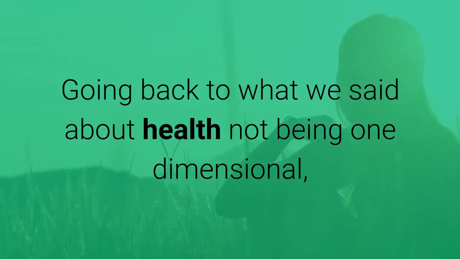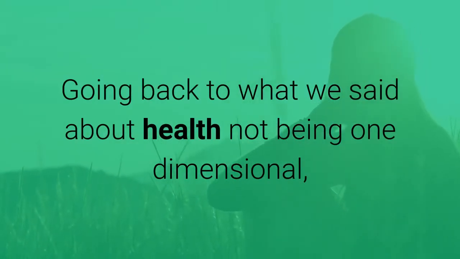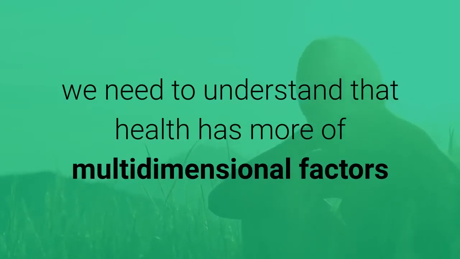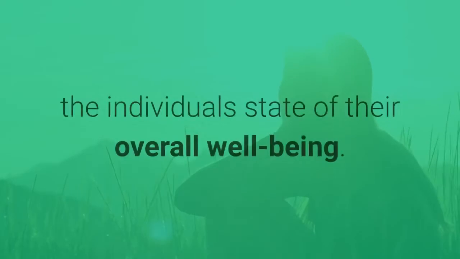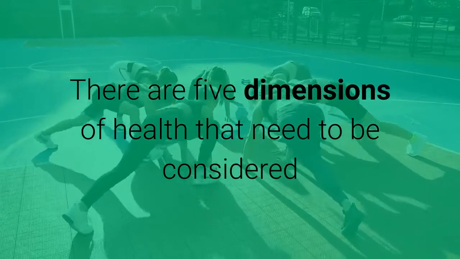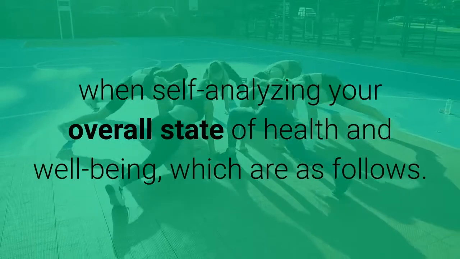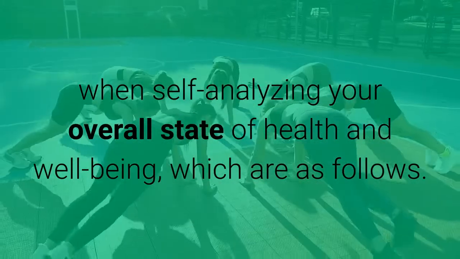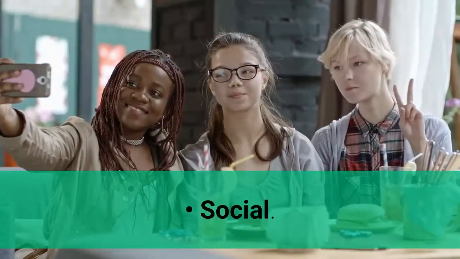Going back to what we said about health not being one-dimensional, we need to understand that health has multidimensional factors that need to be considered in order to fully understand the individual's state of their overall well-being. There are 5 dimensions of health that need to be considered when self-analyzing your overall state of health and well-being, which are as follows. Social.